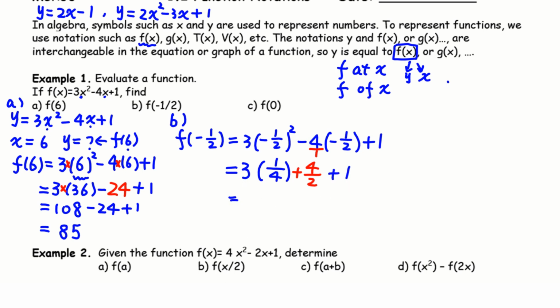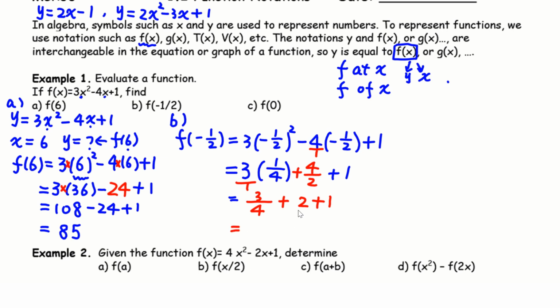So numerator times numerator, 3, we could think is 3/1. So 3 times 1, numerator is 3. 1 times 4, denominator times denominator is 4. Then plus 4 divided by 2 gives you 2. Then plus 1.